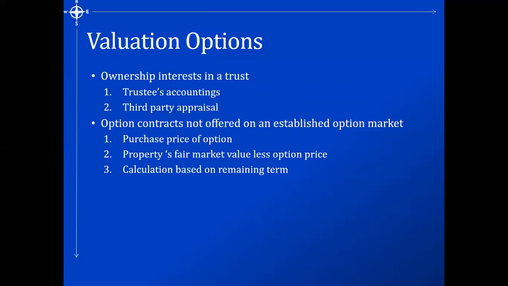And then, of course, there are option contracts that aren't offered on established option markets. So you might use the recent purchase price of the option, or you might take the difference between the property's fair market value and the option price to determine if the term of the option is getting very short. So your calculation might be based on factors relating to the remaining term.